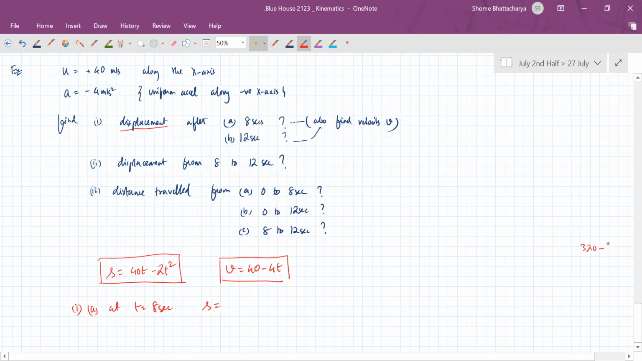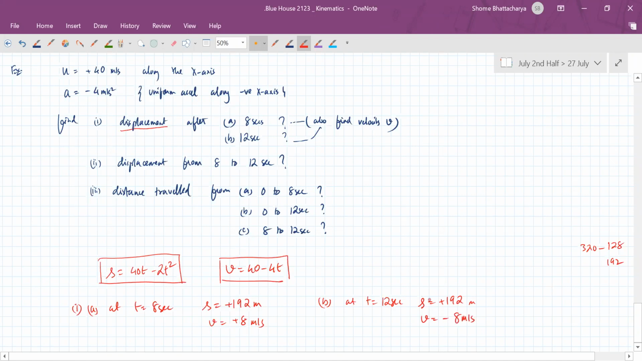And our instantaneous velocity will be 8, but again in the positive direction. So the sign becomes important over here. At t equal to 12 seconds, you should be getting S as again plus 192, I believe. Is that coming? Yes, sir. And velocity will be minus 8. So velocity will be symmetric but opposite in sign.